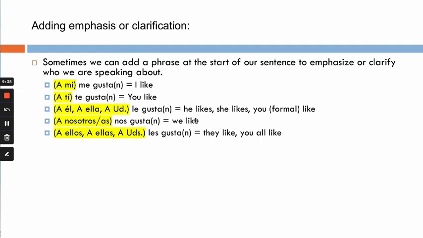So here's what that would look like. A mí in front of me gusta for I like. A ti in front of te gusta for you like. That's just emphasizing it. Like I really mean what I'm saying. A mí me gusta. In front of le gusta, you could say a él or a ella or a usted. In front of nos gusta, you could add a nosotros or a nosotras. In front of les gusta, you might add a ellos, a ellas, or a ustedes.